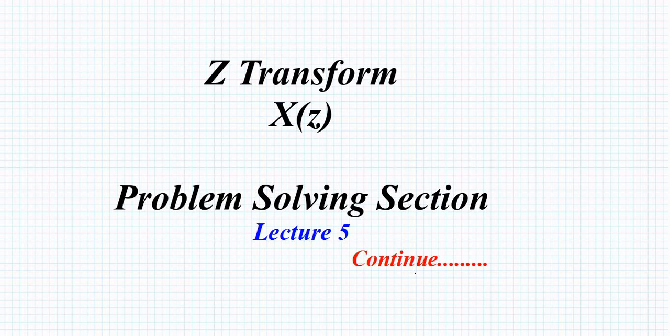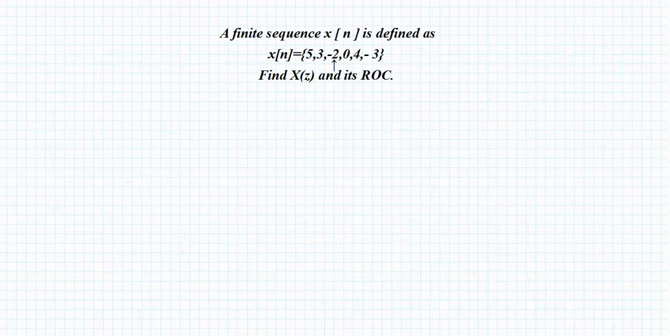So this is the fifth lecture, which discusses the Z transform. Now we'll see one problem. Here we can see that x of n is a finite sequence signal, and it is indicated with a zero index. You need to find the Z transform and its ROC.